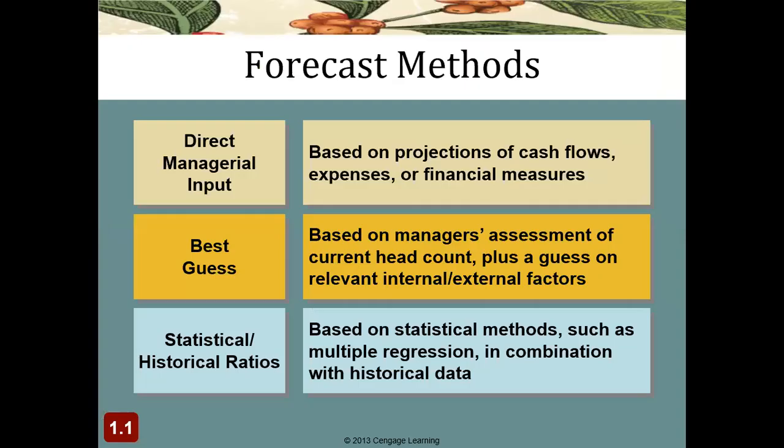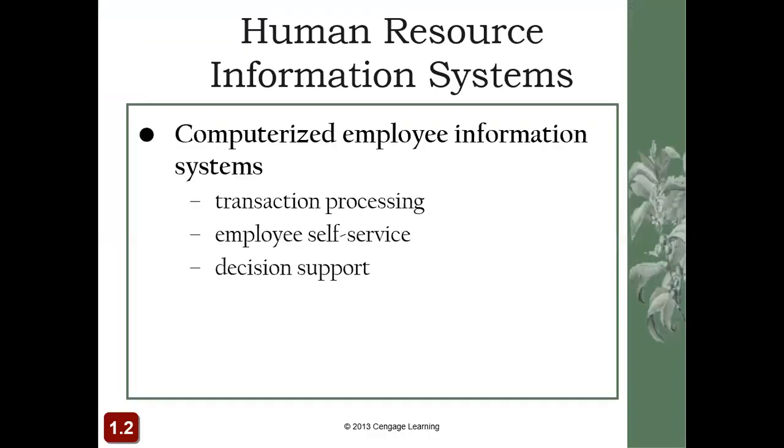Forecast methods. There are three different types: direct managerial input, best guess, and statistical historical ratio, which is basically running some kind of tool. You might have heard of regression analysis or other software that predicts and forecasts what you're looking for. With best guess, managers just make an assessment of what they might or might not need. Direct managerial input is the same thing, based on projections and forecasts of what you think you're going to make versus expenses. You might decide to add or subtract people from your department.